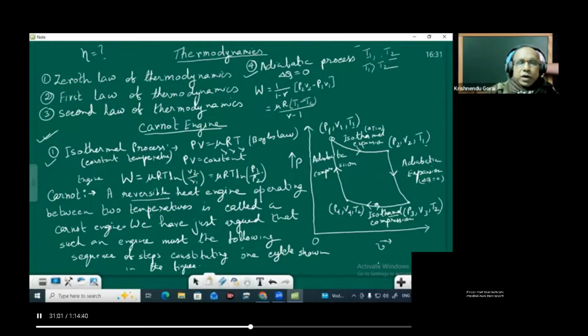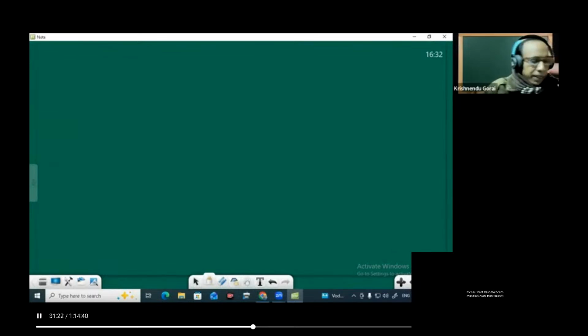Now we'll find the various work done for the processes 1 to 2 and the others. This is state one, this is state two, this is the third state, and this is the fourth state. Now you see how we are finding the work done. That is important. So we have taken the working substance.